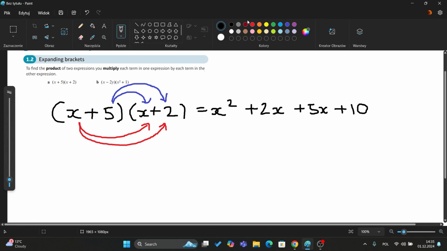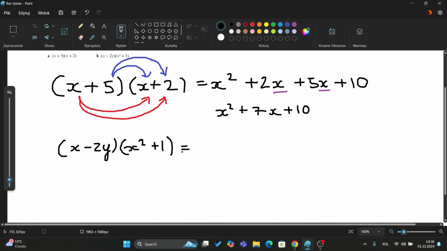So now we can collect the like terms. So that's x and x. This means that 2 plus 5 is 7x. So x squared plus 7x plus 10 is the final answer for x plus 5 multiplied by x plus 2.